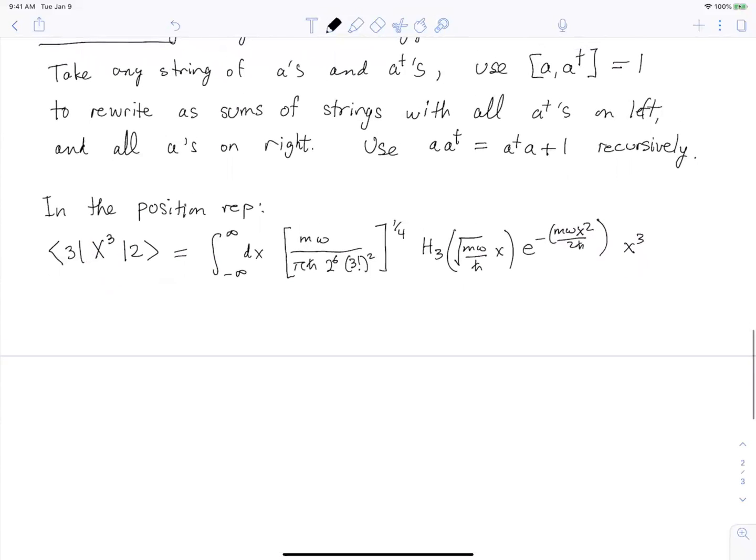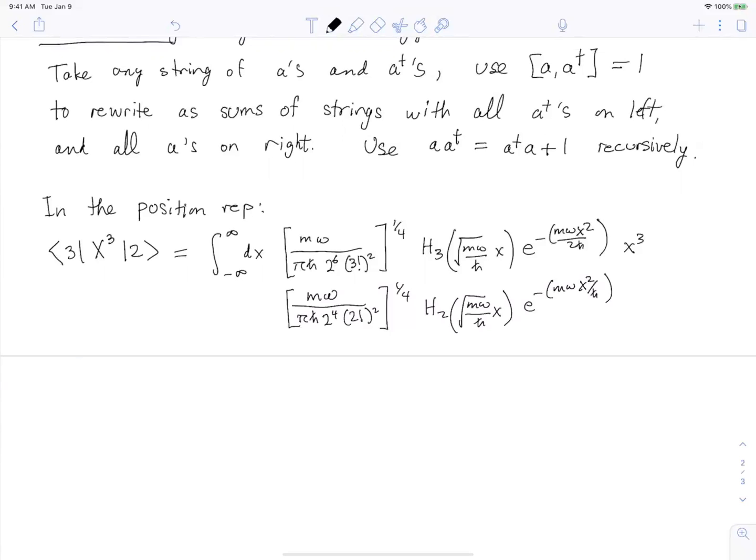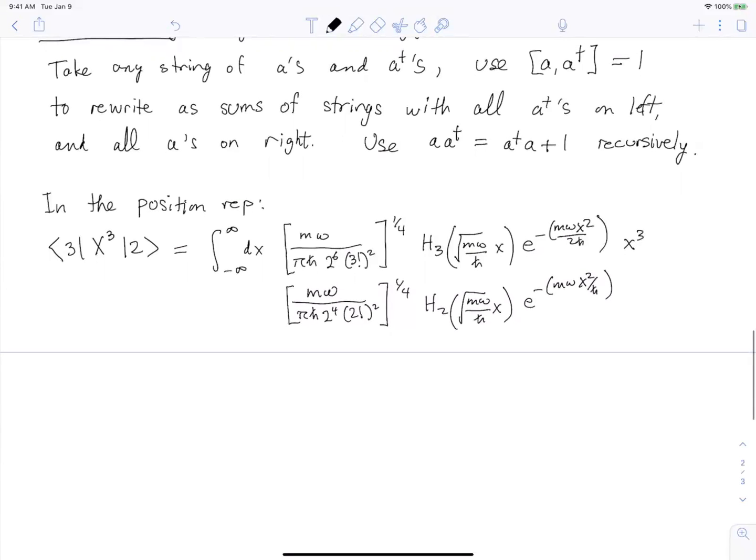And then there's everything for the state 2, which looks similar, (m omega over pi h bar) times 2 to the 4th power, 2 factorial squared. Second Hermite polynomial. And then finally, there's an exponential. Okay, so now in the position representation, that's the integral you'd have to do. And the key thing to notice about it, of course, is that it's a horrible mess.